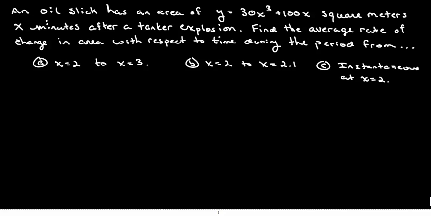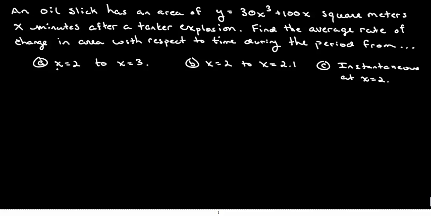For example number 3, we have an oil slick that has an area of y is equal to 30x to the third plus 100x square meters, x minutes after a tanker explosion. So this is the area function where x is in minutes. So x is our time variable. Find the average rate of change in the area with respect to time during the periods from, so there's 3 separate parts here. I'll work on part A first.